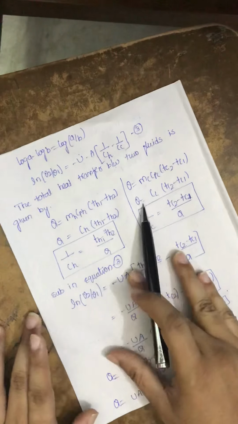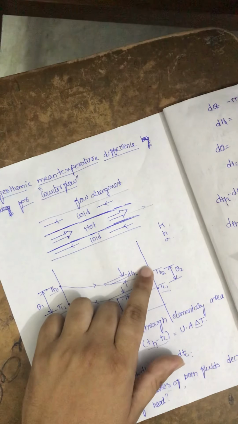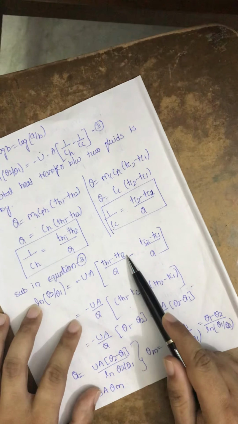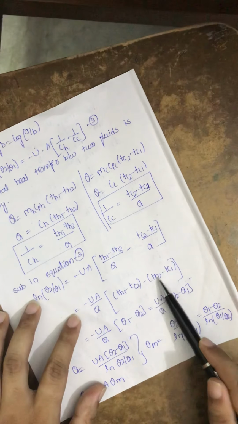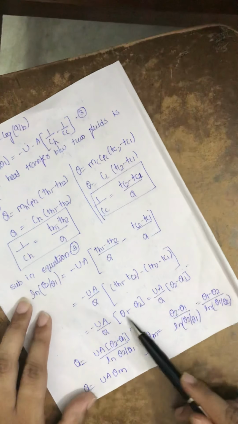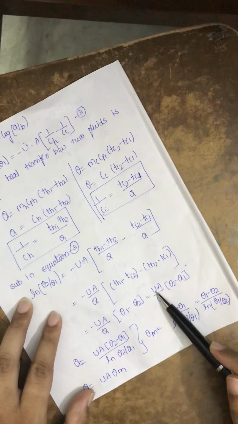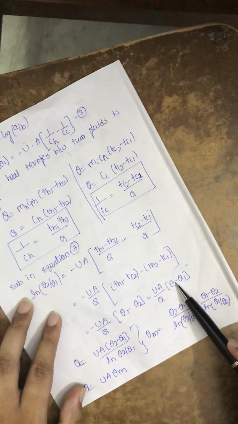And from the graph we know that theta 1 is Th1 minus Tc2, and theta 2 is Th2 minus Tc1. Writing the same thing here, Th1 minus Tc2 is theta 1, and Th2 minus Tc1 is theta 2. Multiplying the same equation again with minus, it will be UA by Q into (theta 2 minus theta 1). Theta 1 minus theta 2 became theta 2 minus theta 1.